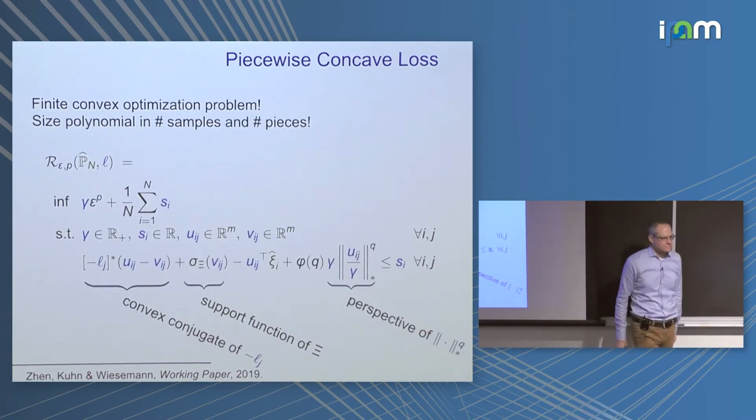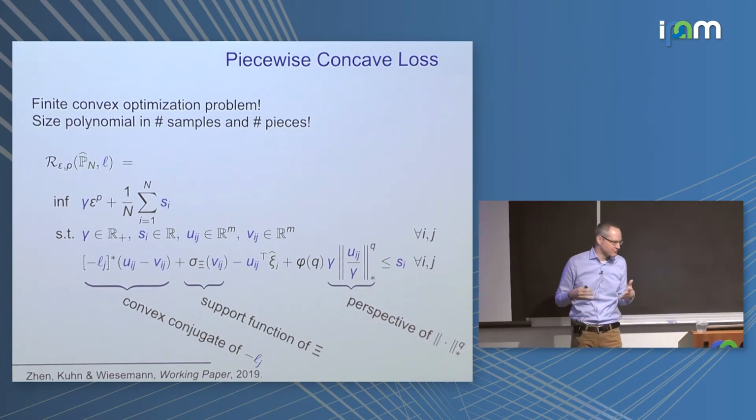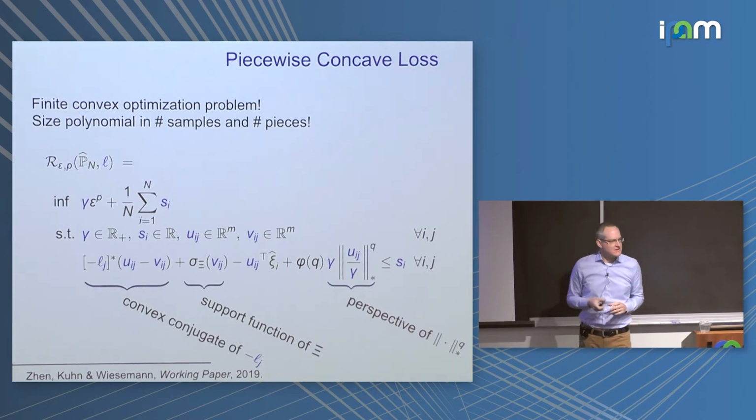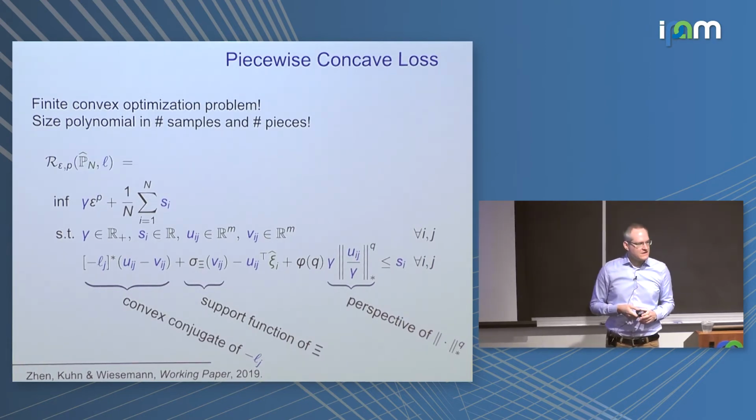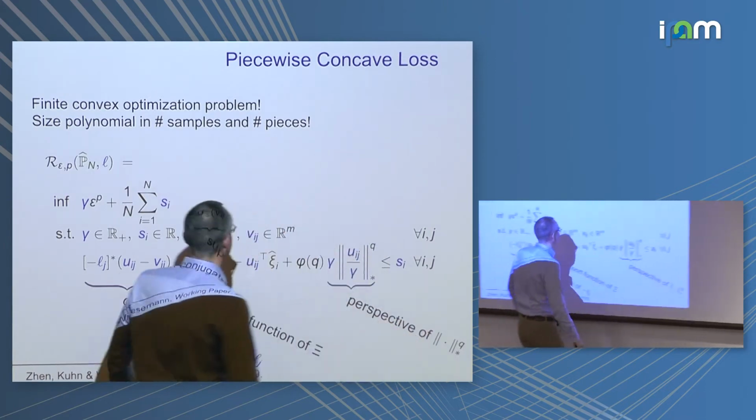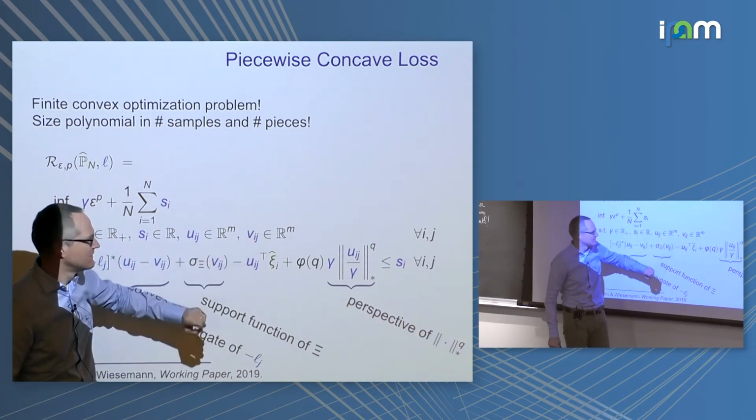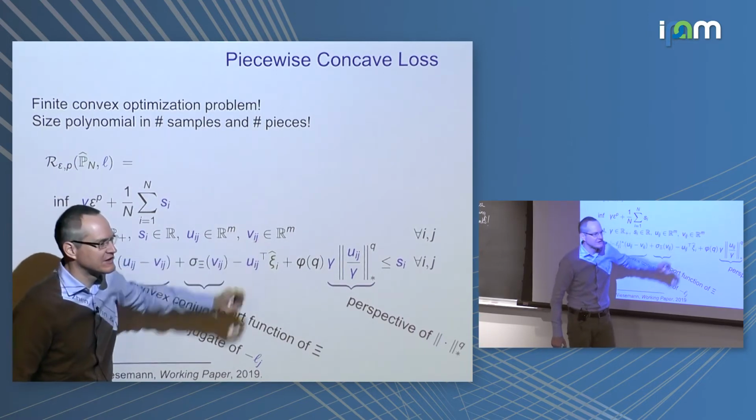So is the size the product of two sizes? By size, I just mean the number of decision variables and number of constraints at this point. Is the size of this program the product of the size of the training set and the number of pieces? Or is it just like adding? Yes, because we have variables Vij, where I indices are the training samples, and J are the pieces.